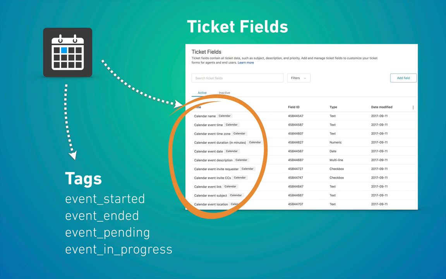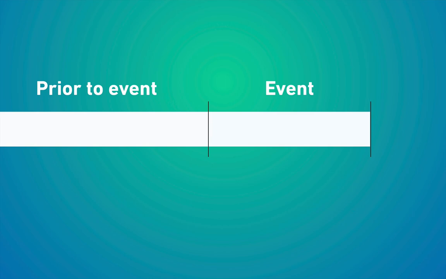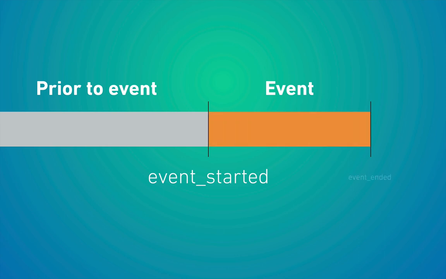And there are four magical tags that get added onto your tickets depending on the state of a calendar event. And here we go as to what happens with those states. When an event starts, the app will automatically add the tag event started to the ticket. And then when the event ends, it'll automatically add the event ended. Now these tags aren't removed from the ticket at all. They're just added.